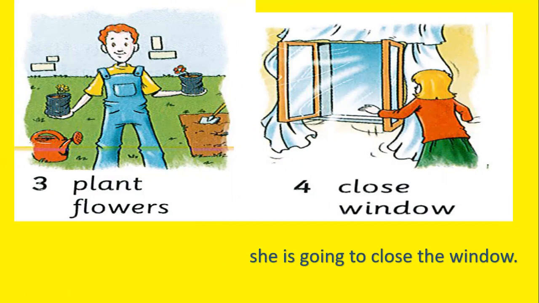So the answer, this is the answer of number 2. Okay, so let's read it. Close the window. She is going to close the window. Why? Because as you see here, there is a lot of air. It's windy. So she is going to close the window because there is evidence. And the next one for the boy, he is going to plant flowers. So we consider the two images as evidence for doing something. He is going to plant flowers and she is going to close the window.